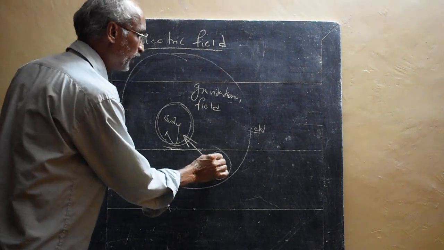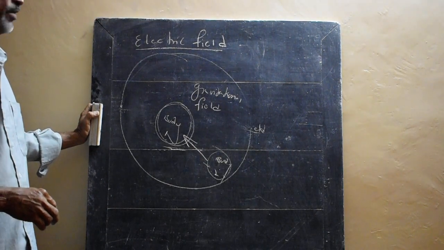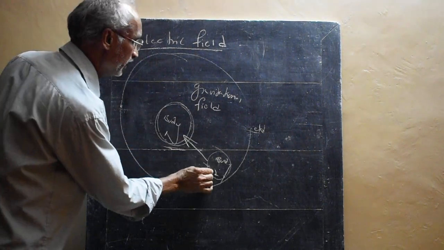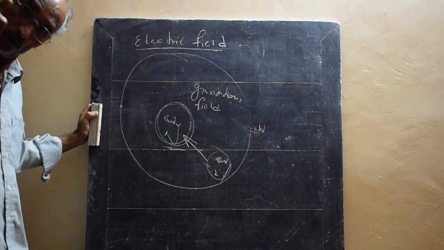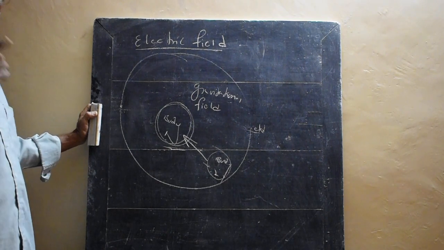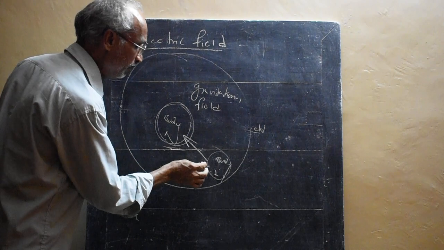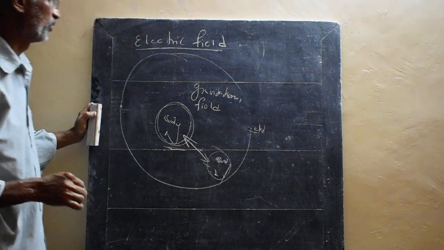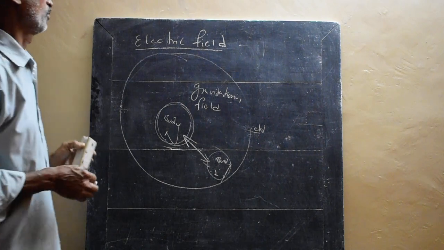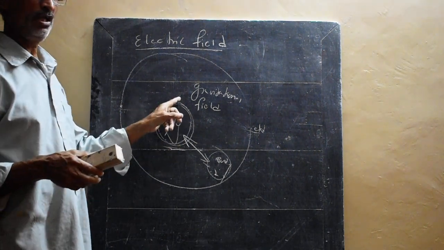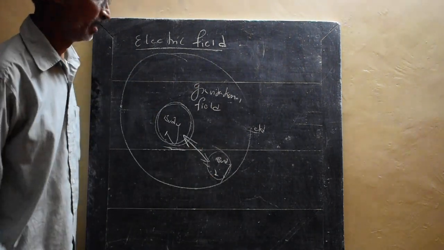Similarly, body number 2 also has its own gravitational field, and this field interacts with the field of body 1, resulting in a force. That force is also gravitational force. At the same time, body 2 also attracts body 1 towards it. So around any body, there is a field, and that field is called a gravitational field.